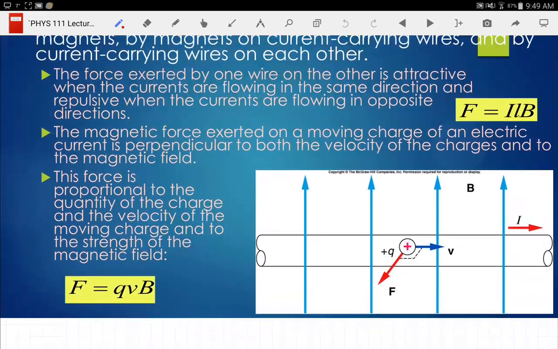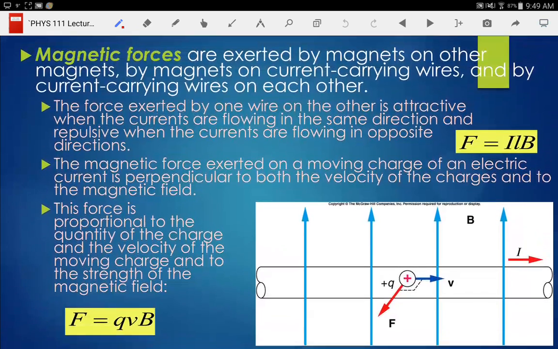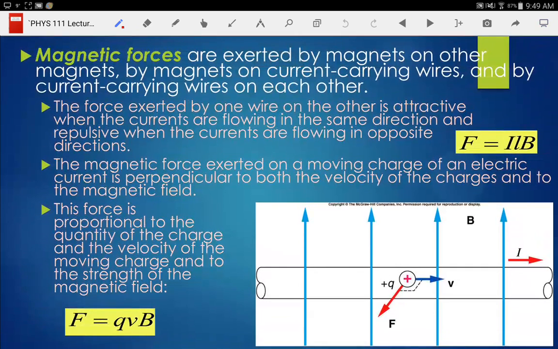So back to what we had on the slide, there's definitely forces that will relate to either a current in a wire or to a moving charge, because what is a current? It's a moving charge. That's what Andrew had said.